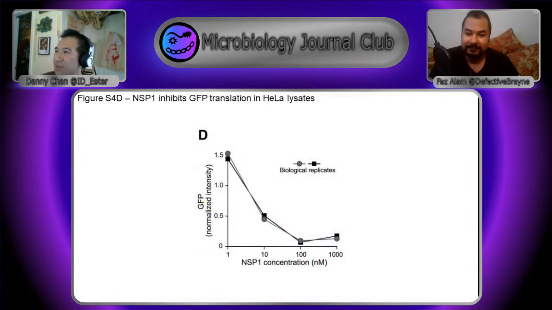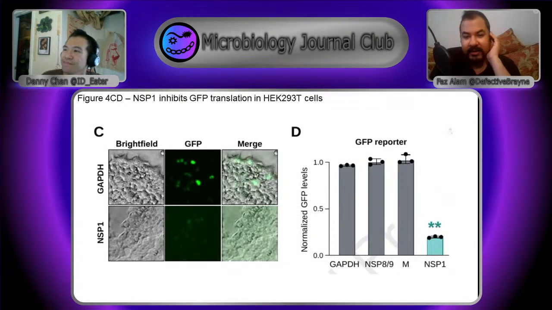So they do that with HeLa lysates first. They blend up a bunch of HeLa cells, poor HeLa cells, and that mix of cell juice would normally make protein. If you put in some GFP expression vectors, it would make that protein. This is very biochemistry. Then you add some NSP1 into that mix, and you get less of that protein. Where's the protein gone? Add NSP1, it's gone.